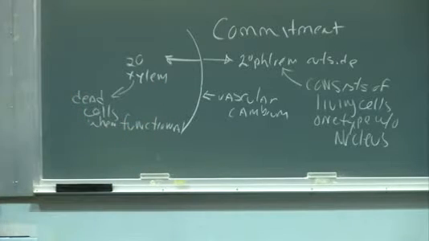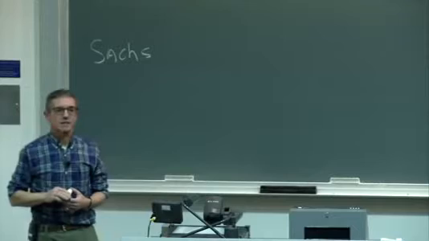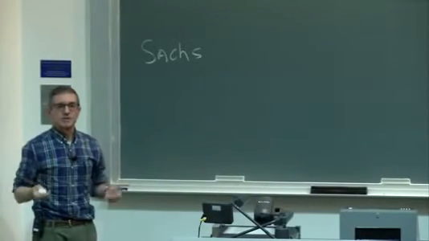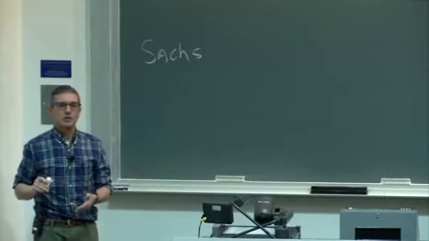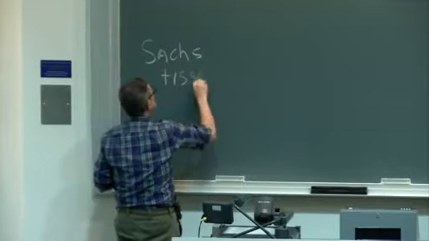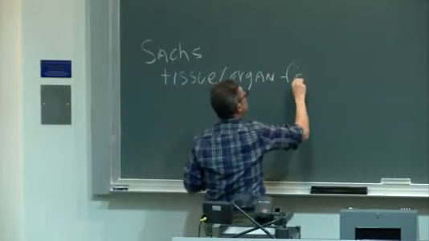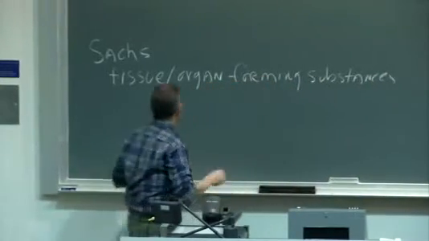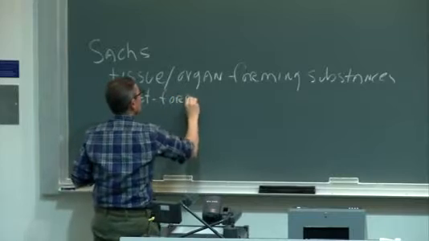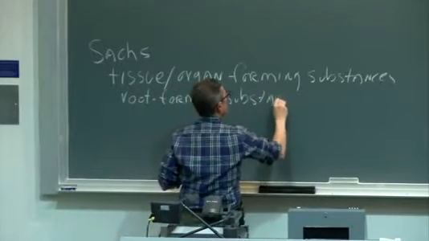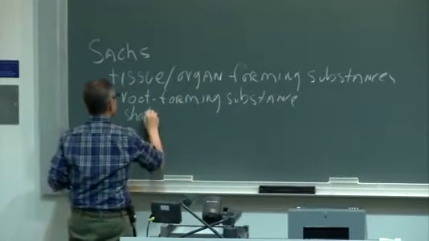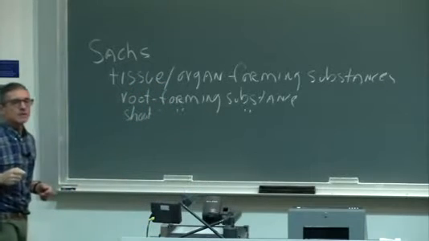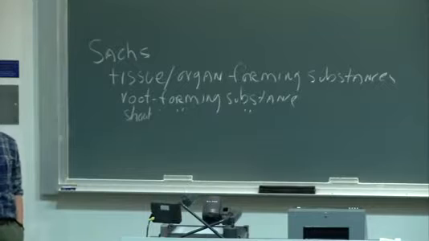Now, the studies of this commitment process, of this development process in plants, go back to the mid-19th century to a supposedly very dogmatic German plant physiologist by the name of Sachs. Sachs believed that plants had specific substances which were targeted to doing certain developmental events. So he believed in the notion of tissue or organ forming substances. His view was that there was a root forming substance, a shoot-forming substance, etc. That there were lots of different substances which accounted for the various organ and cell types in the plant.